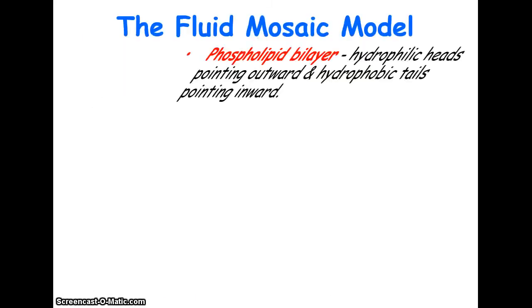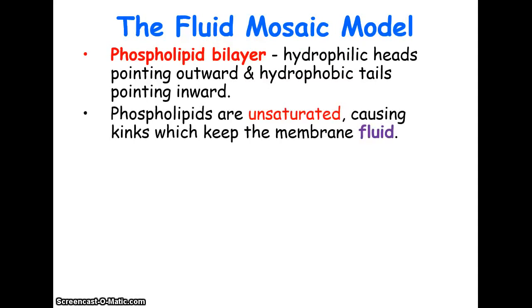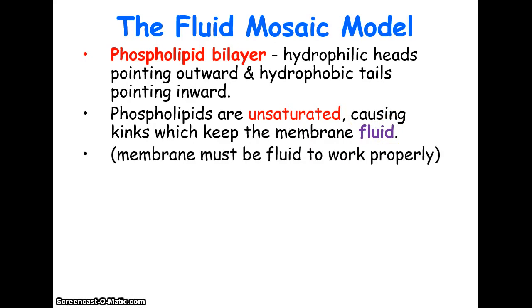Okay, so the fluid mosaic model, first of all, we talk about the phospholipid bilayer. The hydrophilic heads, remember hydrophilic, water-loving, they point outwards towards the outer part, the extracellular matrix, and the second layer then point in towards the inside of the cell. The tails are hydrophobic, they are water-hating, so they face each other in the bilayer. Also, remember we said it's called the fluid mosaic model, and that's because the phospholipids are unsaturated. Remember, that means they have double bonds, and whenever there's double bonds, that causes these kinks in the membrane, and that's where the fluid part comes from.